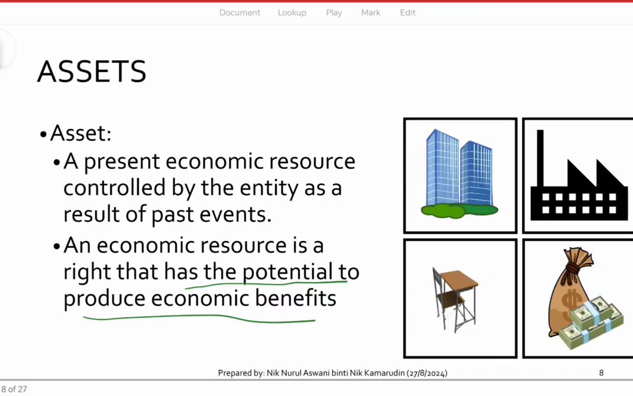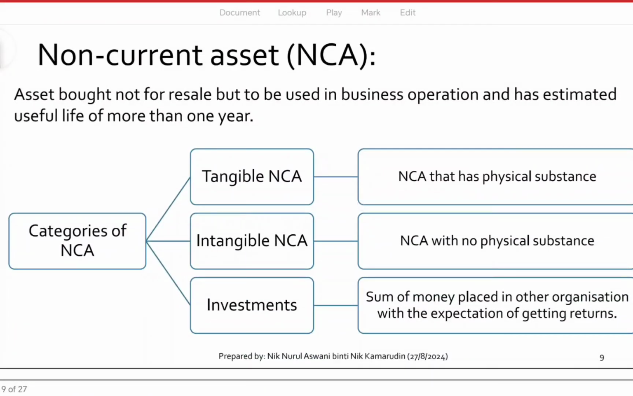So an asset is a present economic resource controlled by the entity as a result of past event that has the potential to produce economic benefit. That definition is for the asset. And like I said previously, asset can be divided into two categories, which are non-current asset and current asset. For the non-current asset, it means an asset that you bought not for resale but to be used in business operation and has an estimated useful life of more than 1 year.